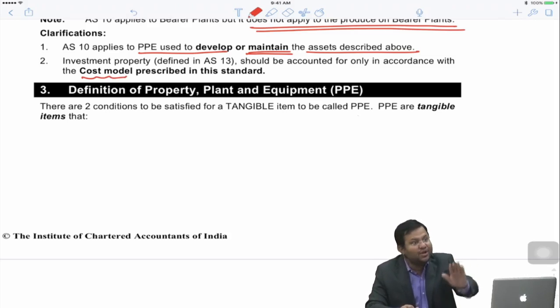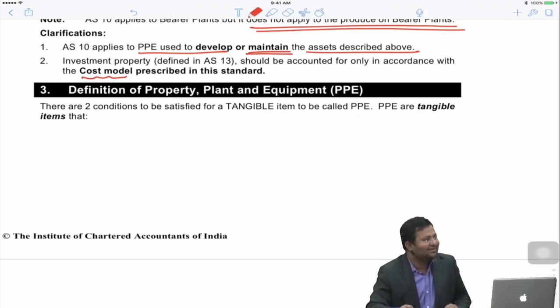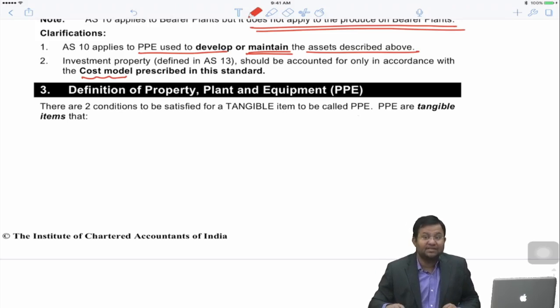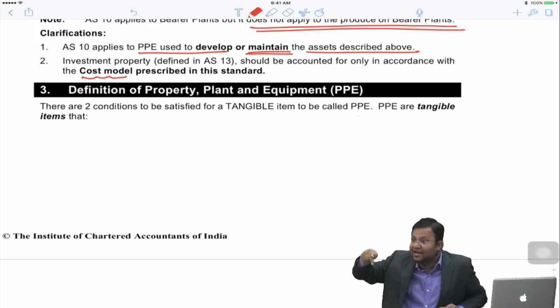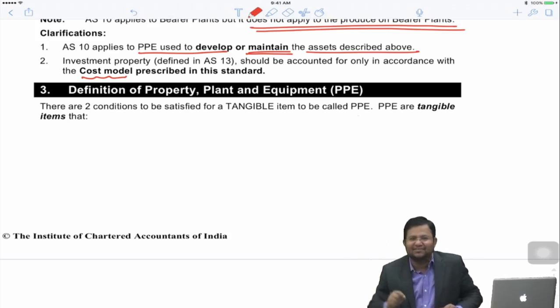मतलब revaluation model is not allowed for investment property. Investment property is an investment in land and building. सरप्लस फंड से आपने कोई लैंड खरीद लिया या बिल्डिंग खरीद लिया, that is investment property. बट आपके बिजनेस के लिए आपने लैंड एंड बिल्डिंग खरीद लिया, that is not investment property.